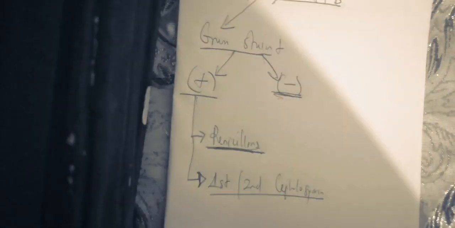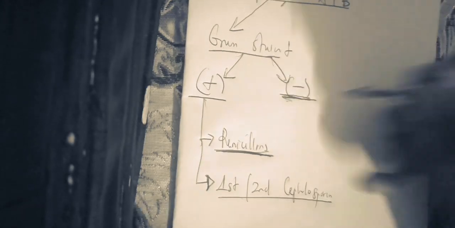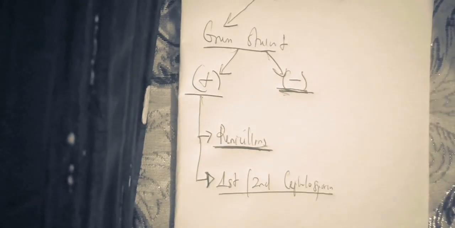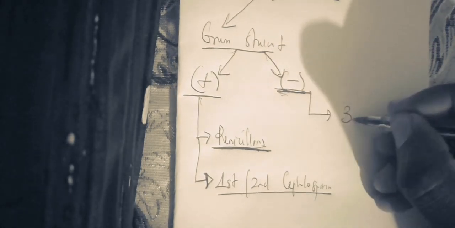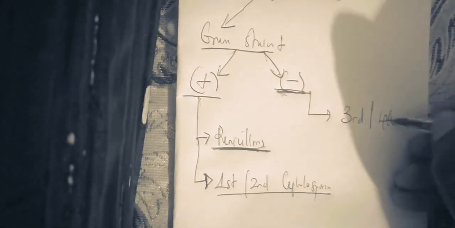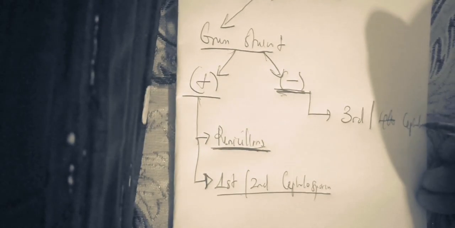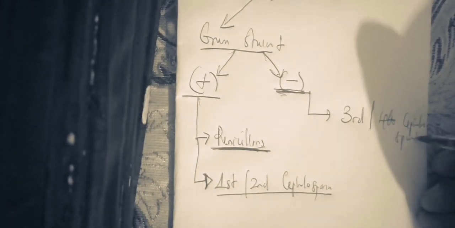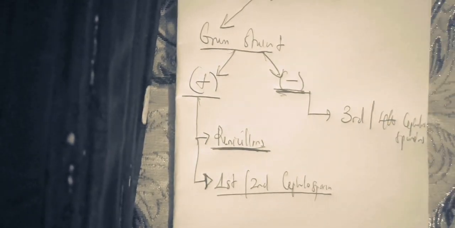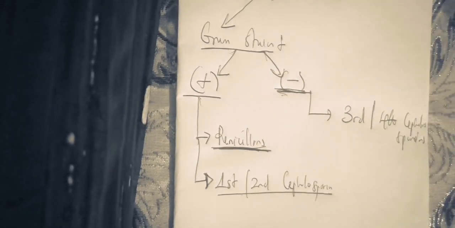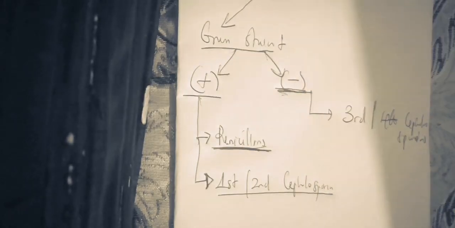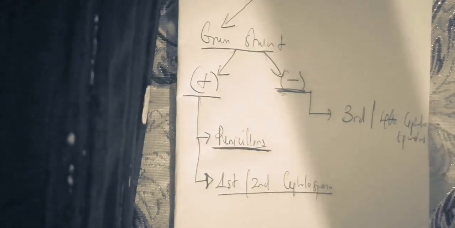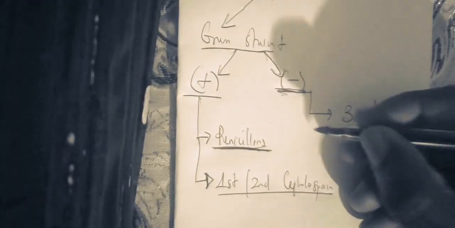Now, for the gram negative microorganisms, they are majorly going to be targeted instead by the third generation and fourth generation cephalosporins. So when you're thinking of gram negative microorganisms, give third generation or fourth generation cephalosporins.